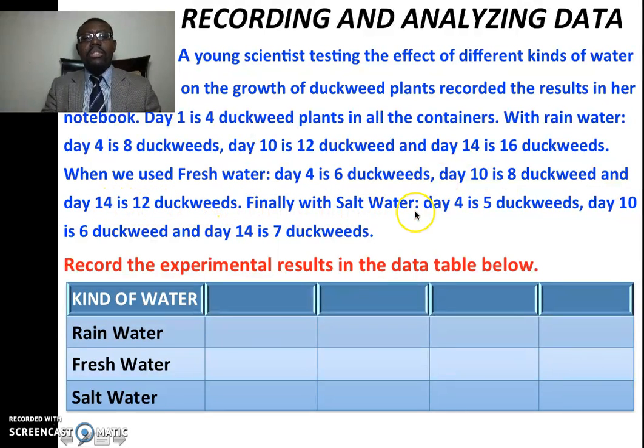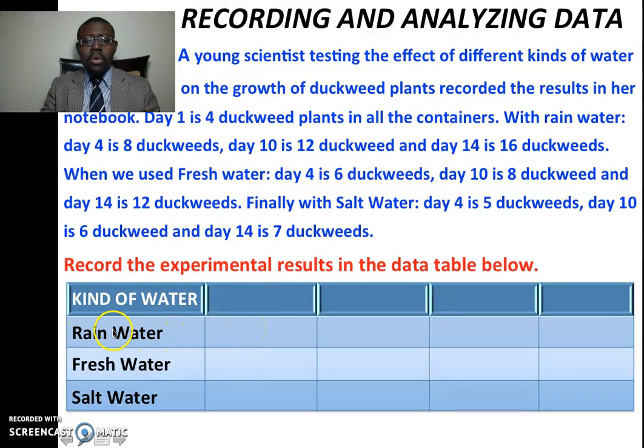Finally, with salt water, day 4 is 5 dark-wheats. Day 10 is 6 dark-wheats. And day 14 is 7 dark-wheats. So the question for us is to record the experimental results in the data table below. So that means you are looking at day 1. That's the initial setup. Day 1, you are going to have 4 dark-wheat plants in all the containers.